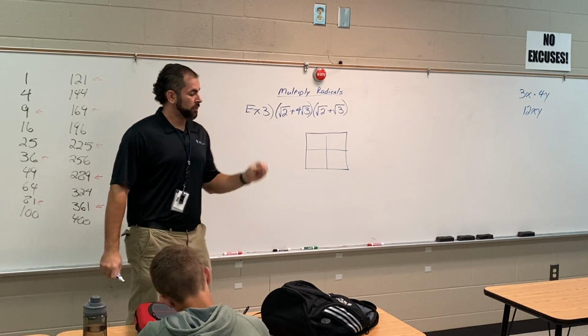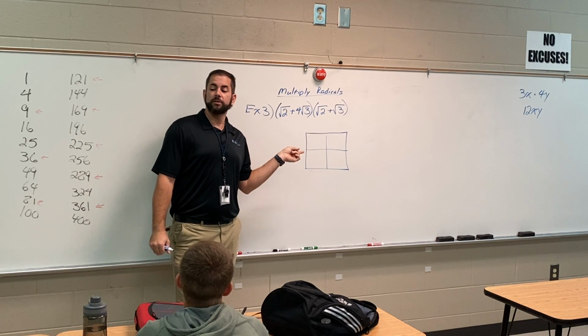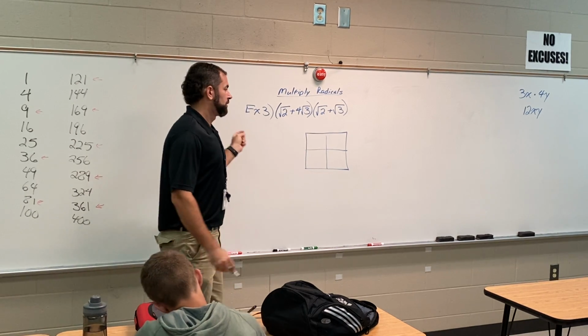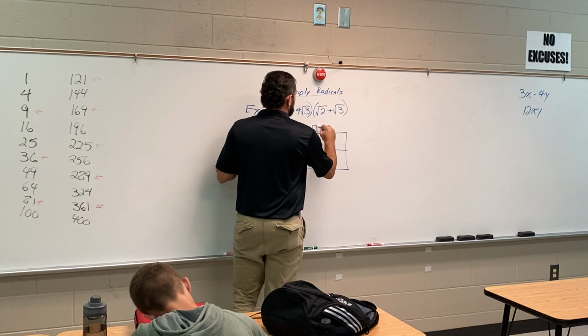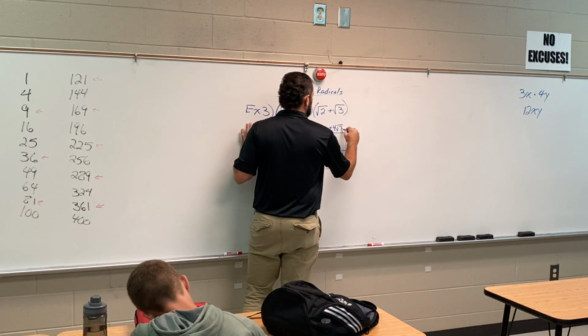Couldn't you just do the box method, like when we multiply a binomial times a binomial? Yes. Alright, so we're gonna do the box method. So square root of 2 plus 4 square root of 3.